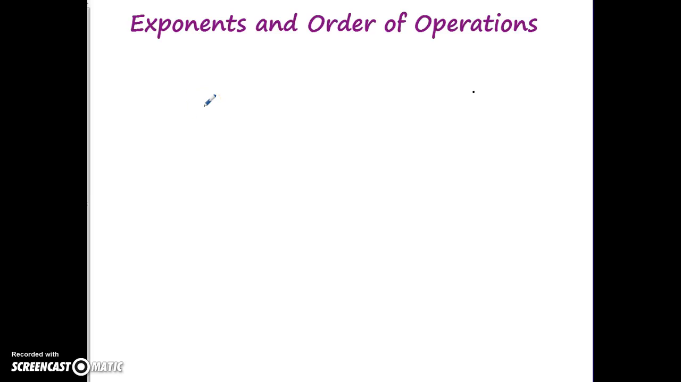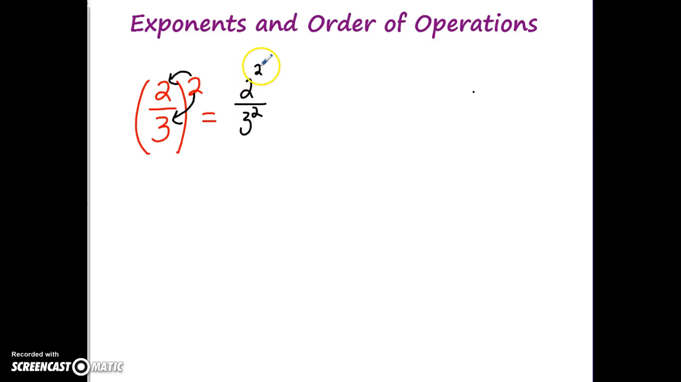In this video, I'm going to work through some examples that involve exponents and order of operations. So let's start with the problem 2/3 to the second power. The rule is that when a fraction is being raised to a power, the numerator gets raised to that power and the denominator. So in this case, 2/3 to the second power would be 2 to the second in the numerator, 3 to the second in the denominator.